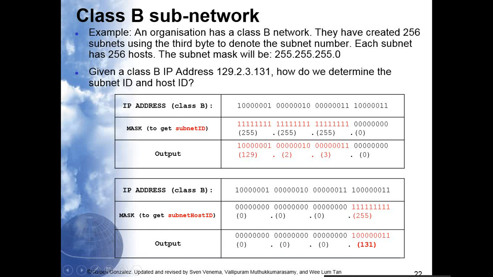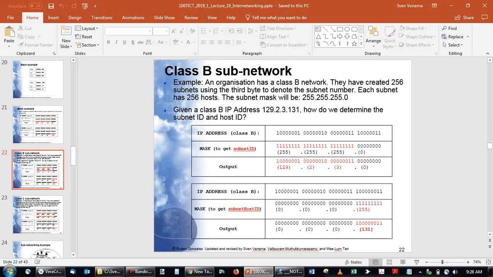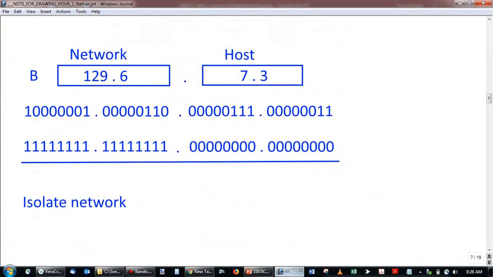And so if we want the subnet, we need the mask to cover all the first 16 bits, plus our 8 bits for the subnet part. You notice the last part is again the sequence of zeros because we don't want the machine, we just want the subnet part. Okay, so showing you a slightly different example, going back a step, in terms of the class B network, 129.6.7.3.